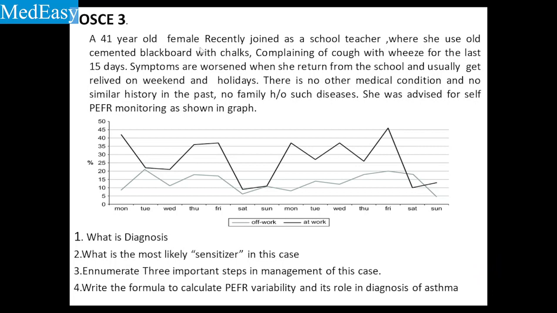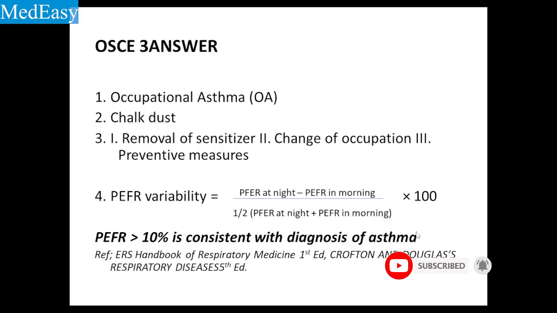So from the history, from the clinical presentation, from PFR variability, we can say that this is a case of occupational asthma. Alright. So the answer will be occupational asthma. Number 2, the sensitizer in this patient, in this teacher, is chalk dust.